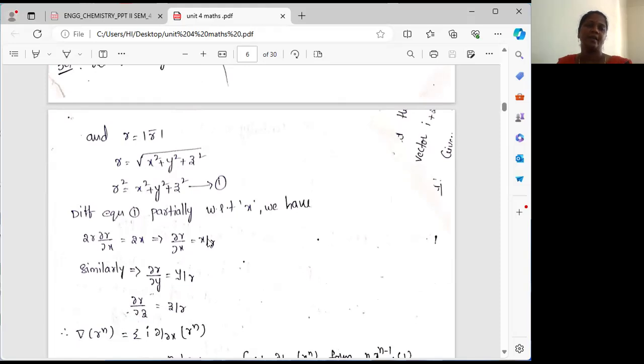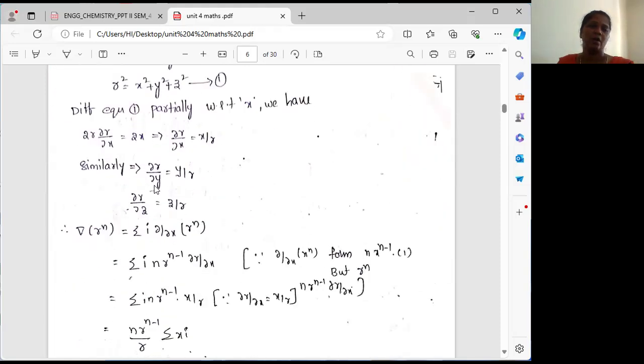So ∂r/∂x equals x/r. Similarly, ∂r/∂y equals y/r and ∂r/∂z equals z/r. So ∇rⁿ: del means i ∂/∂x plus j ∂/∂y plus k ∂/∂z. I will take the summation of only a single term, summation of i ∂/∂x of rⁿ. This means i ∂/∂x of rⁿ plus j ∂/∂y of rⁿ plus k ∂/∂z of rⁿ.